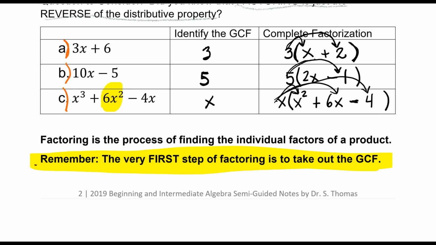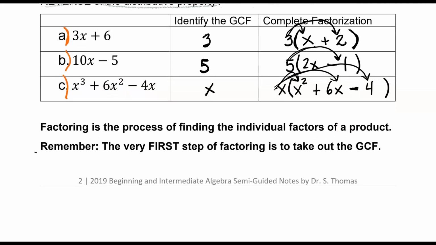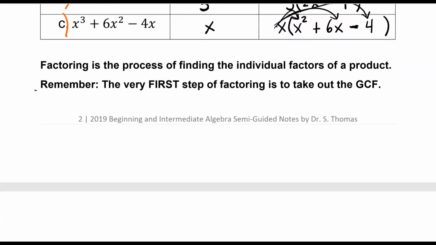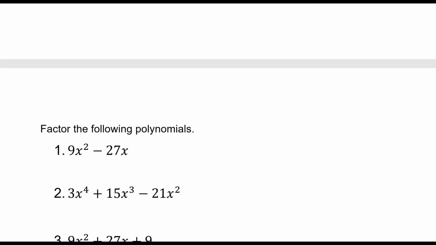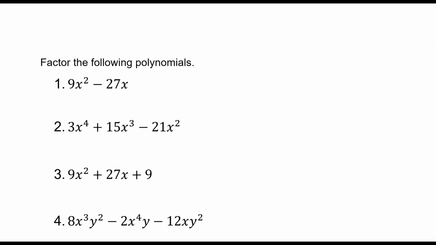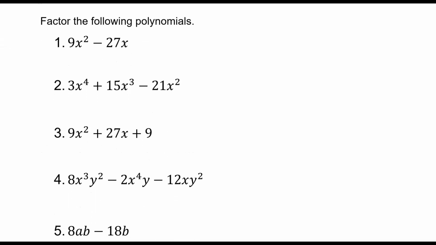Again, factoring is the process of finding the individual factors of a product. Remember, the very first step of factoring is the GCF. All right, take out the GCF first every time. All right, let's practice on some of these. We have 9x squared minus 27x. What is in common?